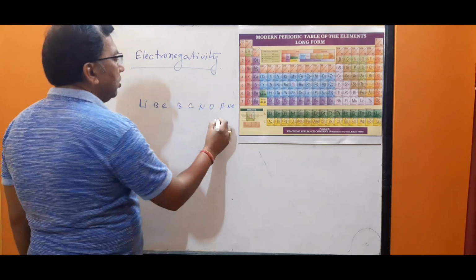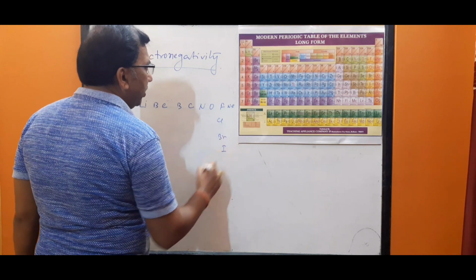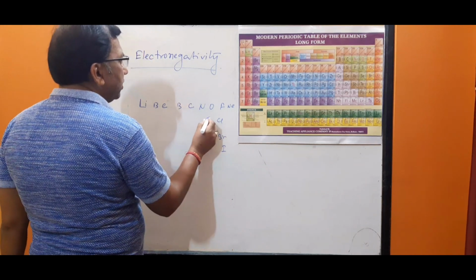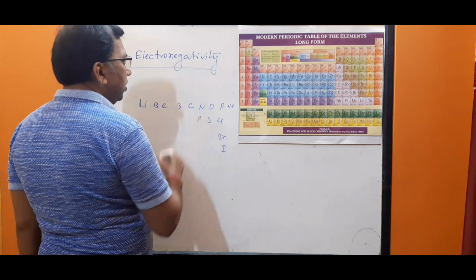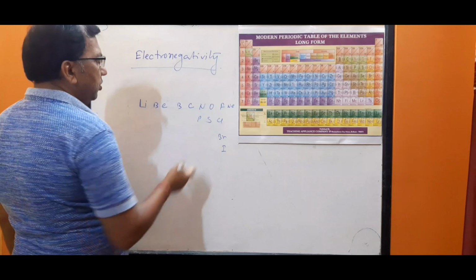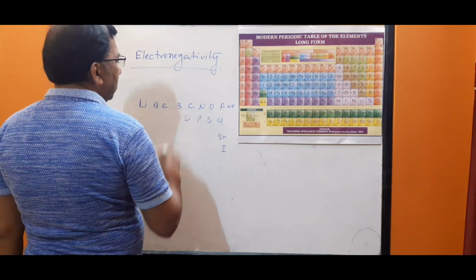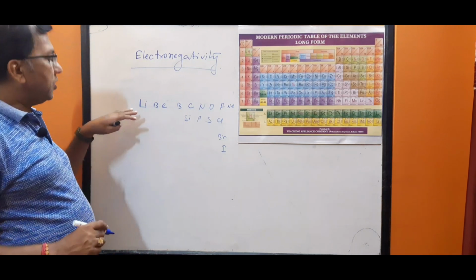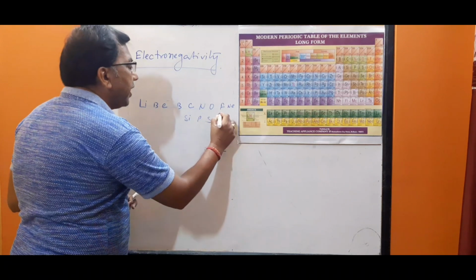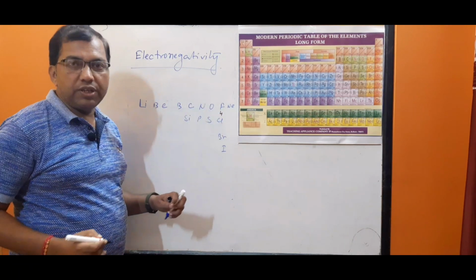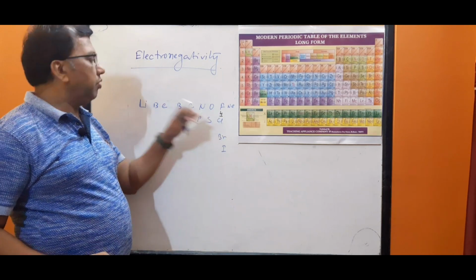This is fluorine, chlorine, bromine, iodine. Okay. Sulfur and phosphorus are here. Chlorine, sulfur, phosphorus, silicon. Okay. So in this scale, fluorine is taken as the standard, with electronegativity 4.